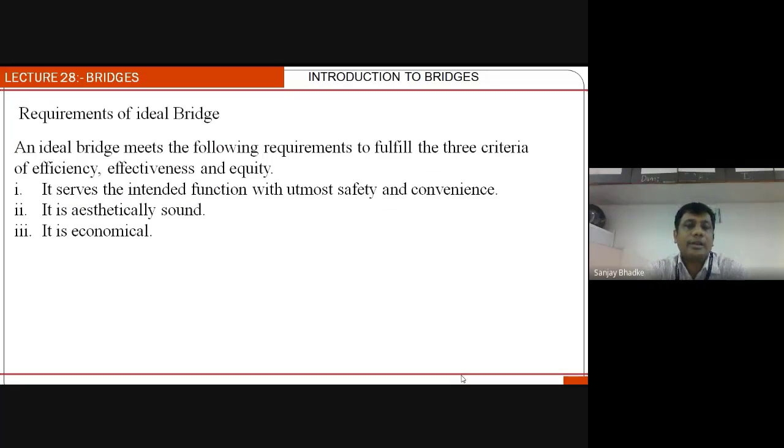Then what are the various ideal requirements of bridges? Basically, a bridge is a big structure and requires big funds. So when we think about the ideology of a bridge, it should be economical, it should have a very good aesthetic view, and its construction should be safe and convenient.